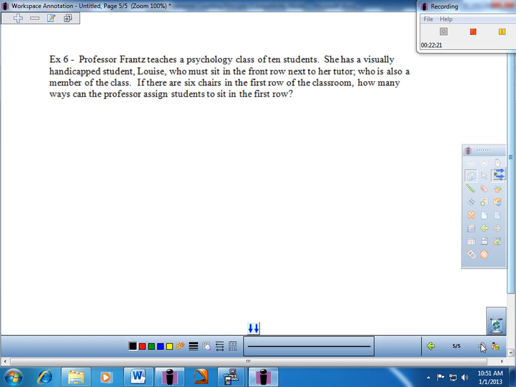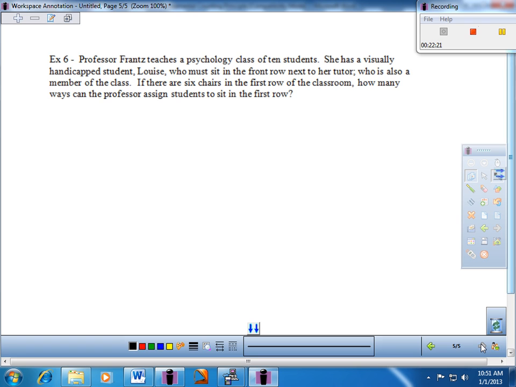All right, last one here. Let's go ahead and do example 6. So let's see, a professor is teaching a psych class of 10 students. She has a visually handicapped student, Louise, who must sit in the front row next to her tutor, who is also a member of the class, so also one of the 10 students in the class. If there are 6 chairs in the first row, how many ways can the professor assign students to sit in the first row? Okay, now it's getting harder.